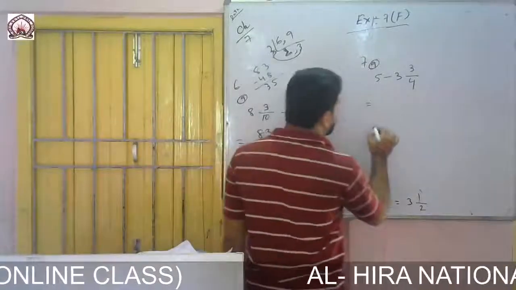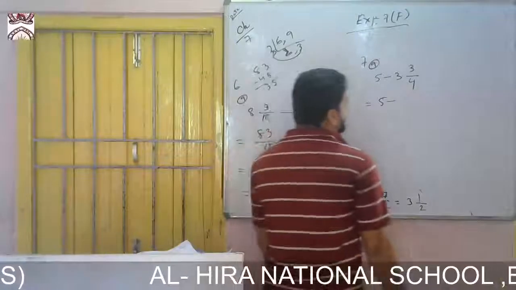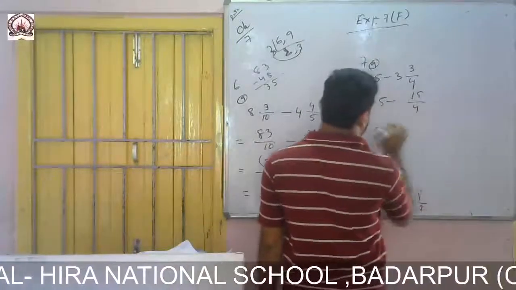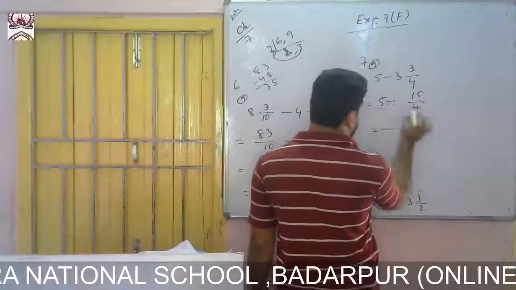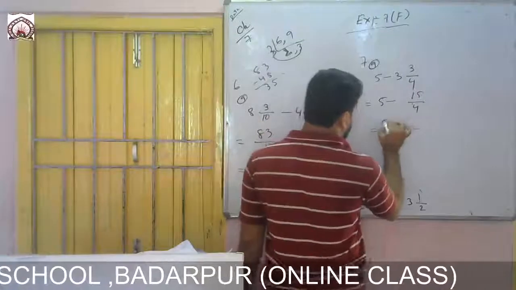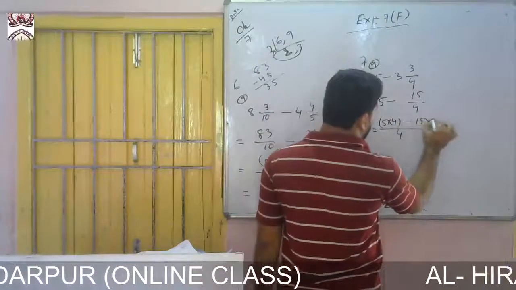So these are actually all easy. 5 minus 3 by 4, same pattern. 3 times 4 is 12. 12 plus 3 is 15 by 4. Now if you take the LCM, here is 1. So the LCM of 1 and 4 will be 4. So 5 times 4 is 20. 5 into 4, minus 15 into 1.